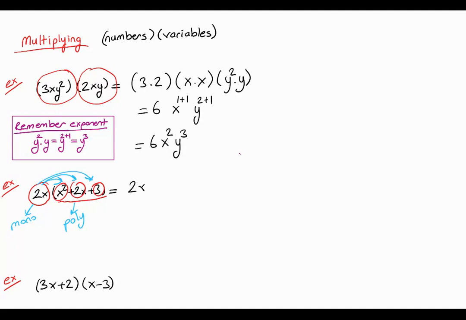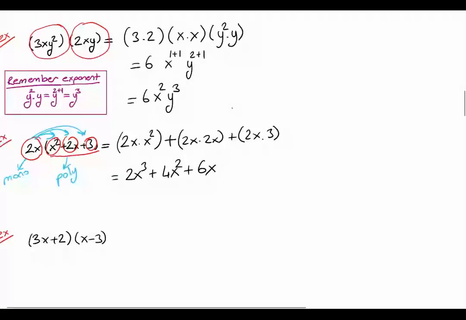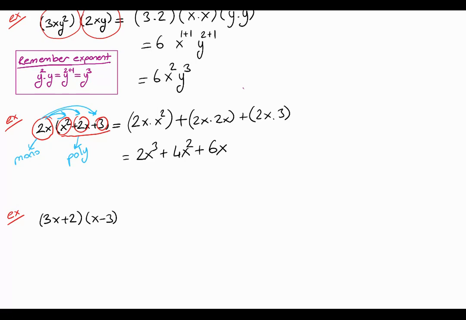Okay. So 2x multiplied by x squared, plus 2x multiplied by 2x, plus 2x multiplied by 3. So 2x cubed plus 4x squared, because I'm adding the x exponents. And plus 6x. I'm just distributing 2x to each term of the polynomial.